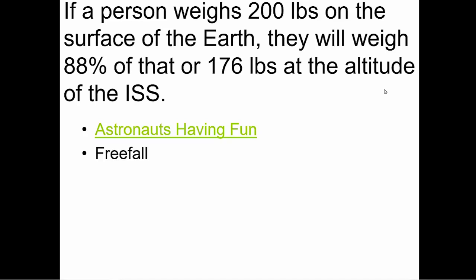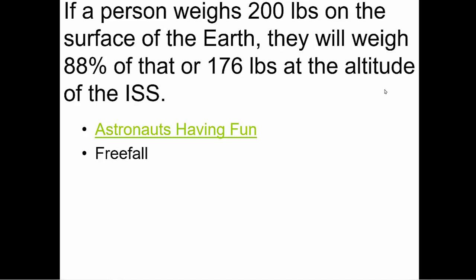Stand on a chair and step off. On the way to the ground, you'll be in free fall. If you're holding something in your hand when you step off, it'll feel as if that object is weightless on the way down to the ground. And that's the state the astronauts happen to be in.